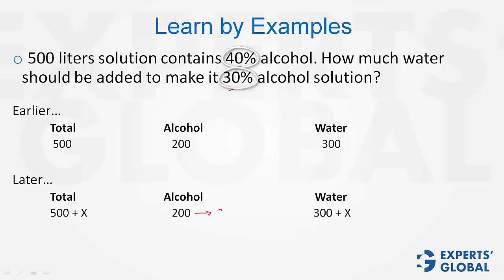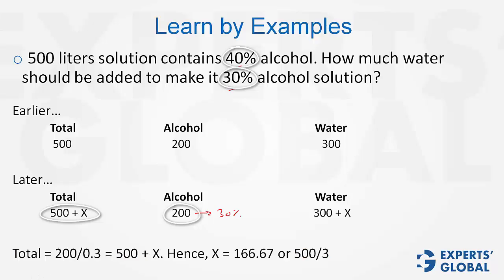Now this part is 30%. So 200 divided by 500 plus X equals 0.3 or 30%. We solve it. The logic I have applied here is that if 200 is 30%, then 200 divided by 0.3 equals total, which is 500 plus X. Solve it for X. We get X equals 166.67, or 500 divided by 3.